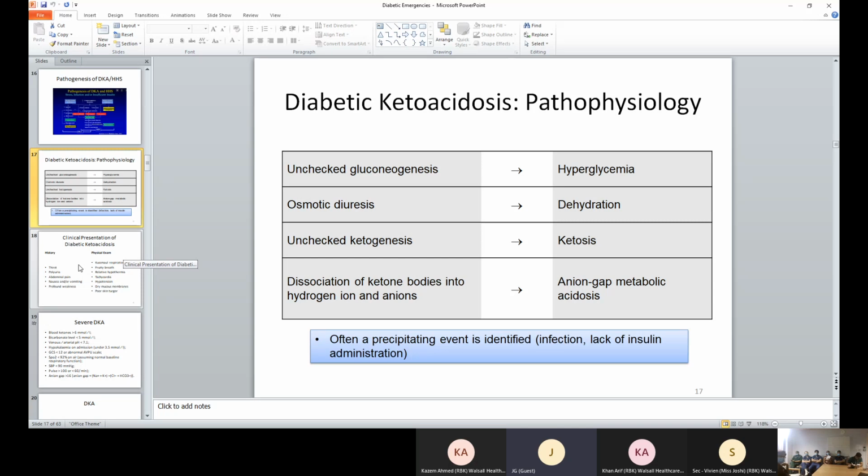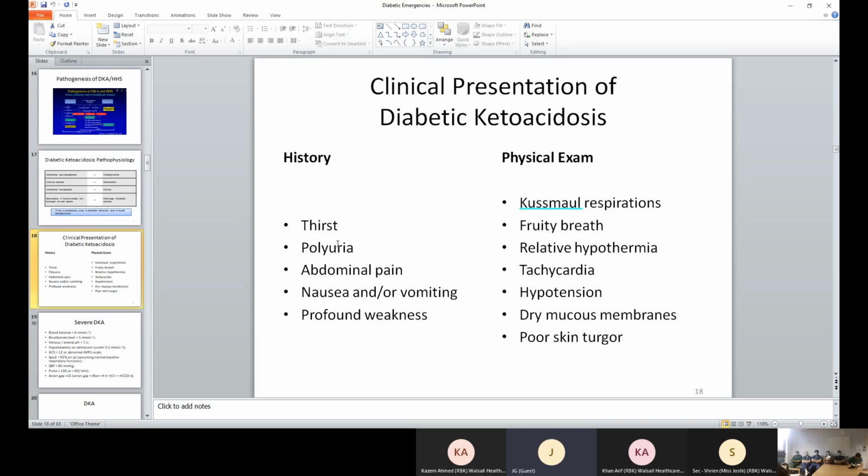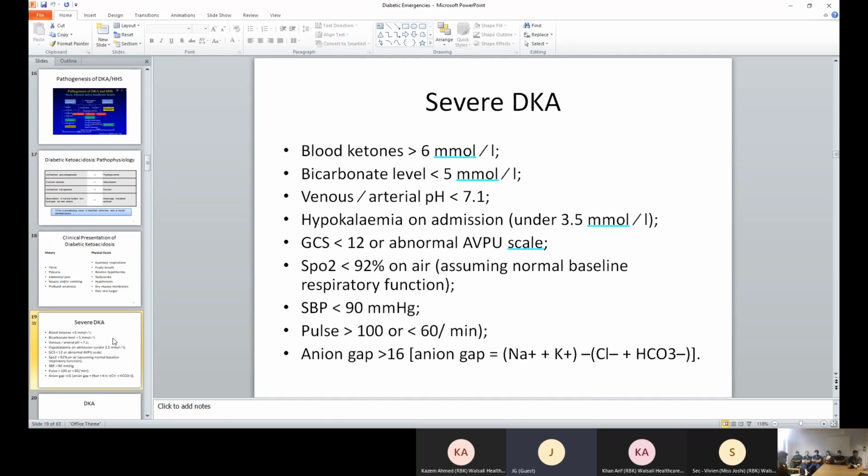Because of time, I will leave the physical exam findings. When you are diagnosing diabetic ketoacidosis, you need to find out whether this is severe diabetic ketoacidosis, because in severe DKA the recommendation is that you need to involve a more senior team, like level 2, level 3 care. It's not like simple DKA.